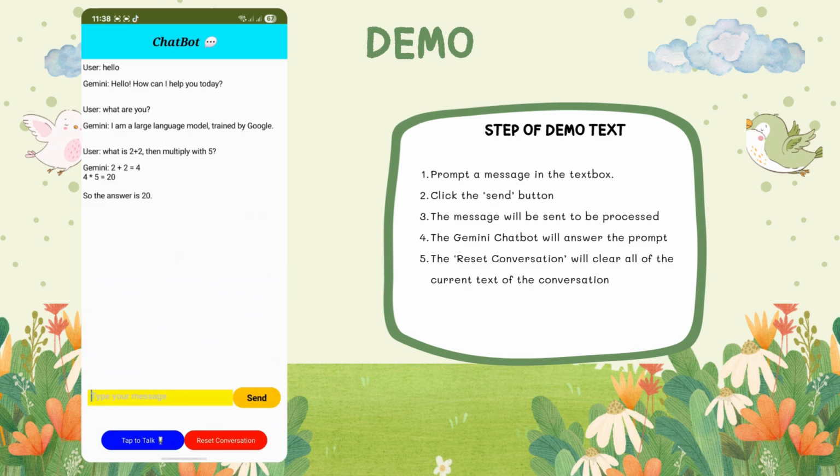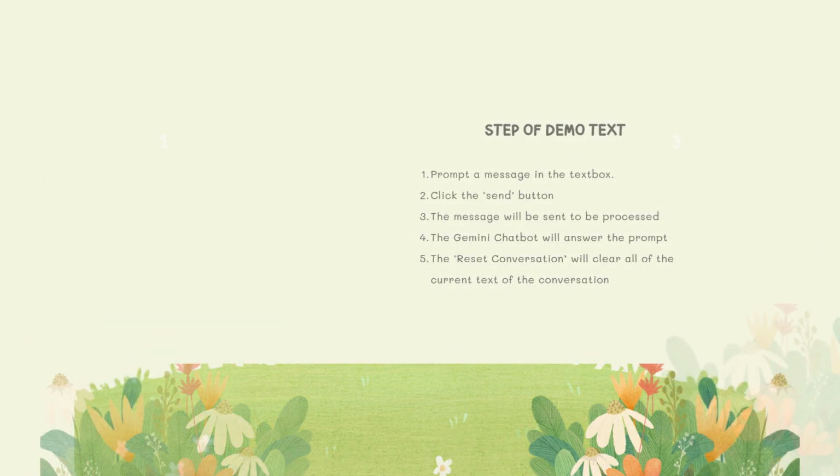Two plus two equals four. 4 asterisk 5 equals 20. So the answer is 20.